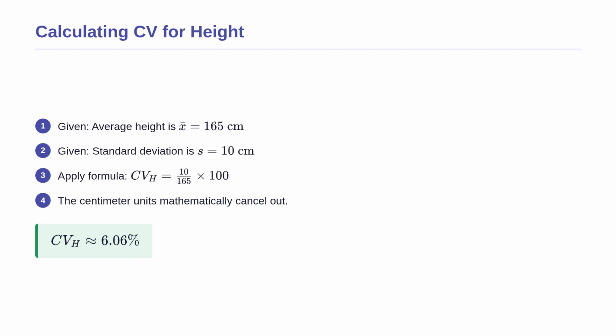We then multiply this decimal by 100 to convert it into a standard percentage format. This gives us a coefficient of variance of approximately 6.06% for the physical heights.